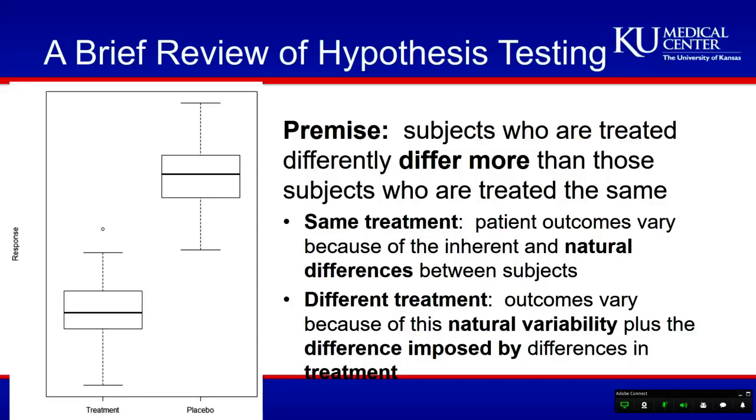Let's briefly, again, touch on hypothesis testing because everything we're going to do from here on out is related to hypothesis testing. So here on the left, I have a figure which represents the response, which is the y-axis, of subjects to 2 different therapies. On the left is treatment, on the right is placebo. The graphic here is what's called a box plot. There's actually 2 box and whisker plots.